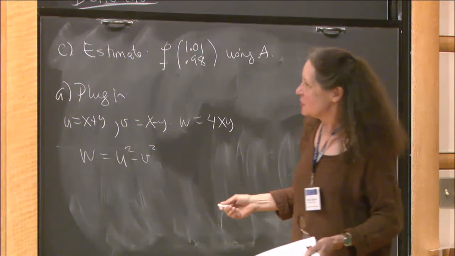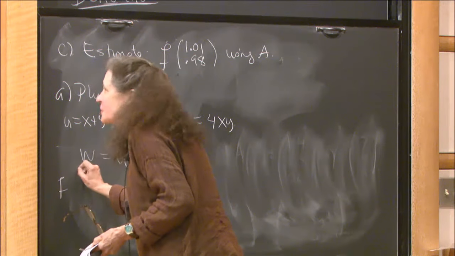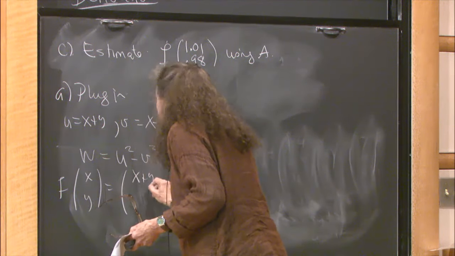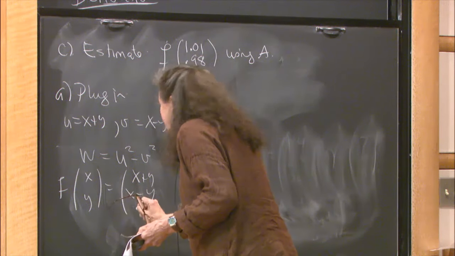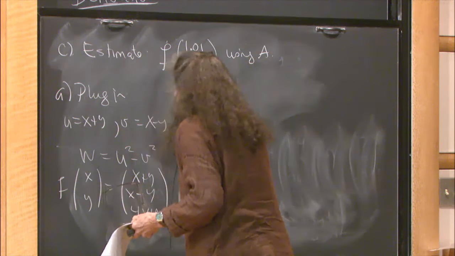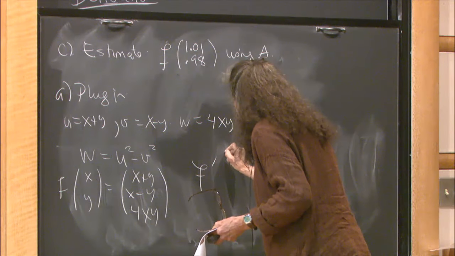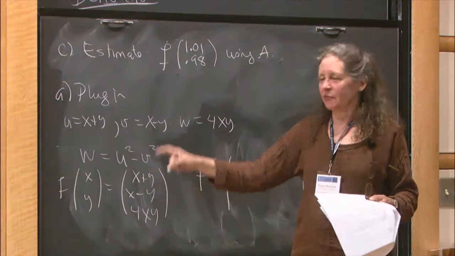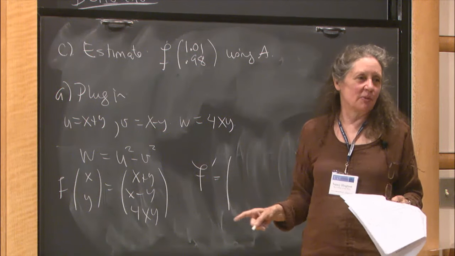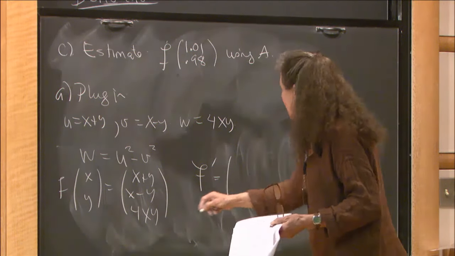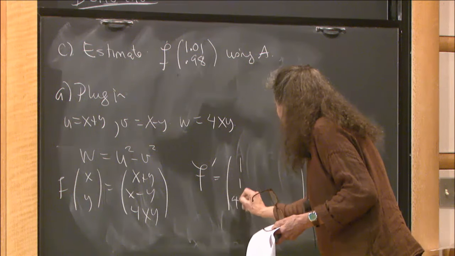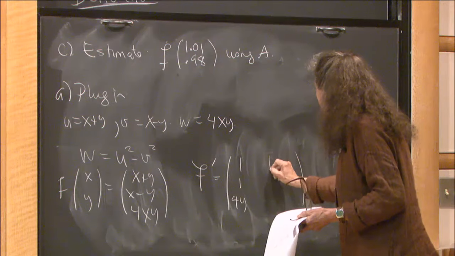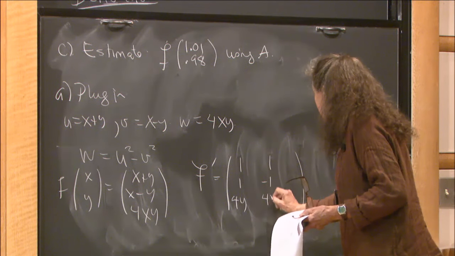What's the affine approximation? Well, let's write down F of X, Y equals the column vector X plus Y, X minus Y, 4XY. F prime, the way that you do this is you take this column vector, you differentiate it with respect to X, and then you differentiate it with respect to Y. When you differentiate with respect to X, you get 1, 1, 4Y. And when you differentiate with respect to Y, you get 1, minus 1, 4X.